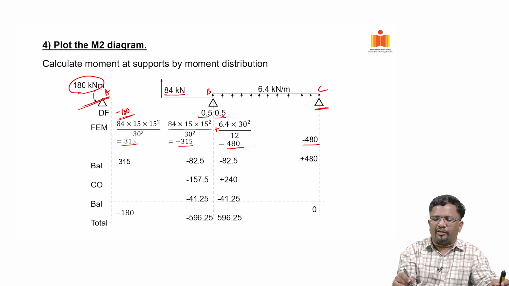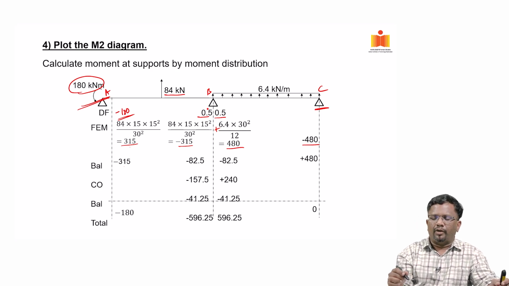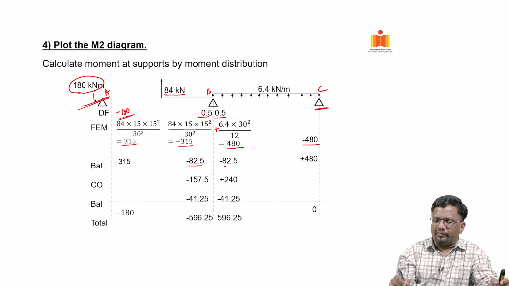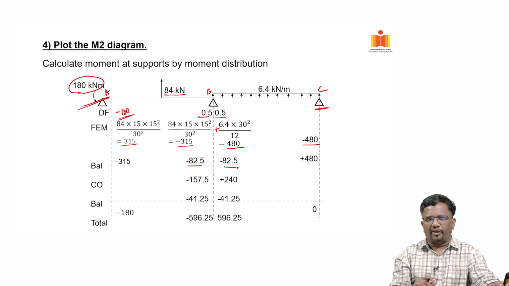Here the spans are all the same, so the distribution factors are 0.5 and 0.5. So, 165 has to be balanced, it has an excess of plus 165. So, I need to apply minus 165 and I put 50-50, right. That is how I get minus 82.5 and minus 82.5 balancing it.